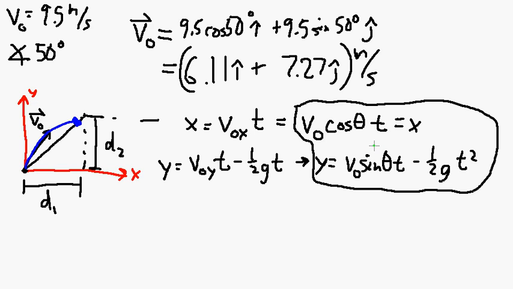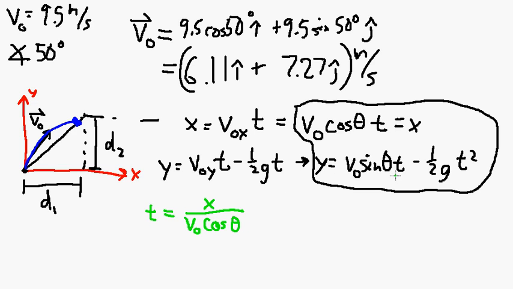So there's one other way we can use these, and that is to first take the x equation. This is sort of nice and linear. X is a linear function of t, so you can turn this backwards and divide both sides by v naught cosine theta. So x divided by v naught cosine theta equals t.